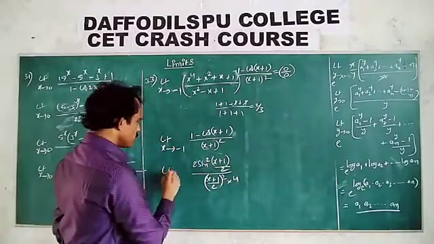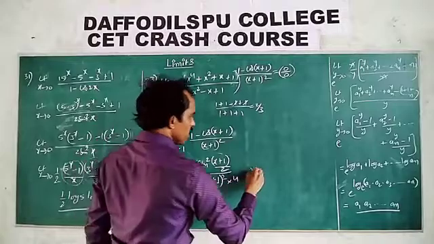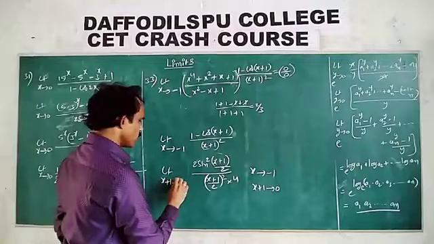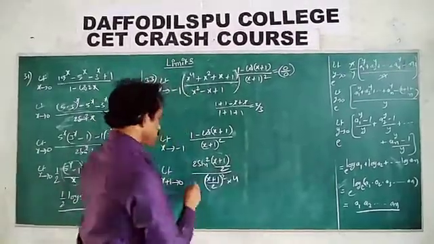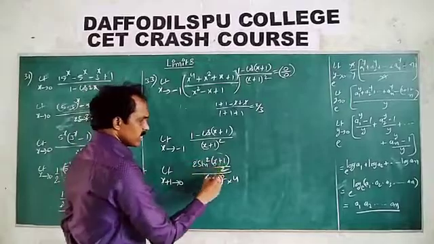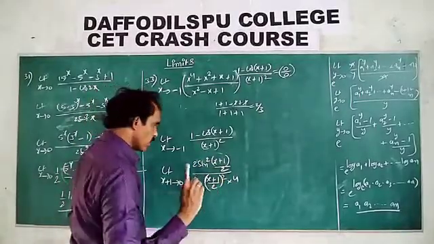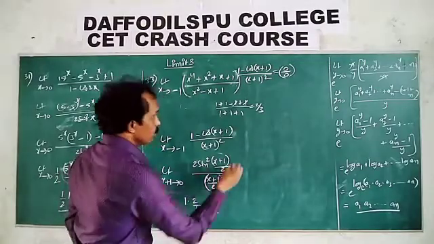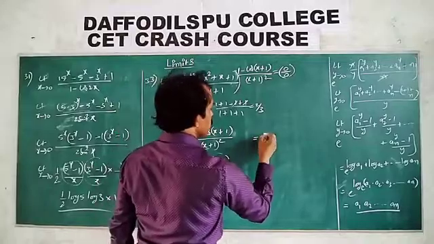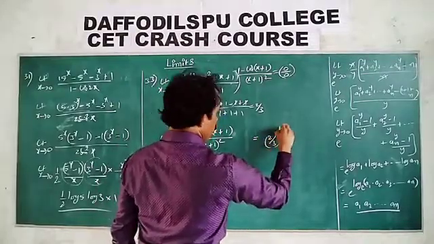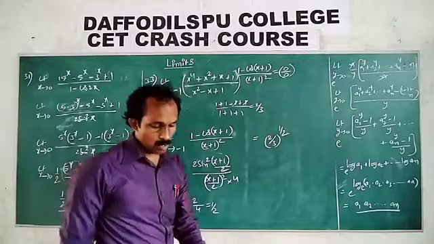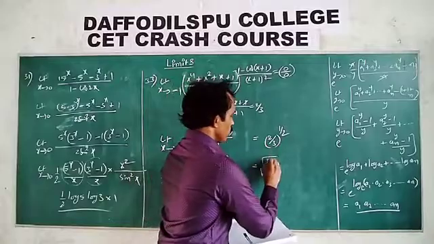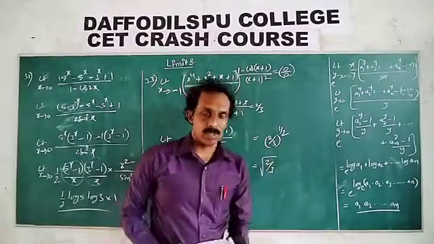So limit x tends to minus 1 means x plus 1 tends to 0. Clear? Right. Limit x tends to 0, sin x by x is 1. Okay, 1 into 2 by 4. This is equal to 1 by 2. So what is the inside value? Therefore that is equal to the inside value 2 by 3 whole power 1 by 2. So that is square root of 2 by 3. Second option.